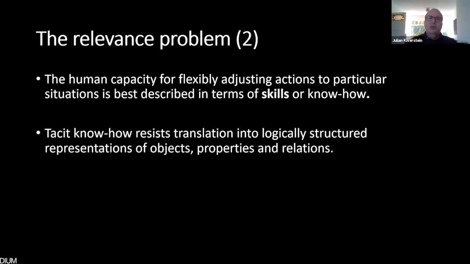And then knowing what to do when something changes in that context, how to update those representations. And Dreyfus argued that these problems couldn't be solved by artificial intelligence, because in the end, they call for skills that we develop through our socialization, that embody tacit forms of knowledge, tacit know-how that cannot be translated into logically structured representations of discrete objects, properties, and relations.